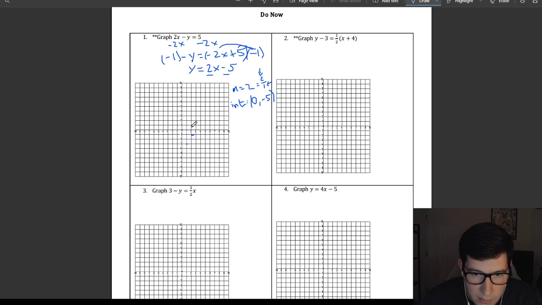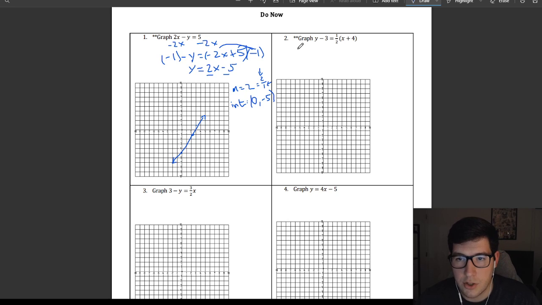And I'm going to do it one more time. I'm going to go up 2 and over 1 for a (3, 1). These 4 points are going to be all I need to make this line. Apologies, as this is not going to be the straightest of lines. However, there we have it. That's going to be what this looks like.